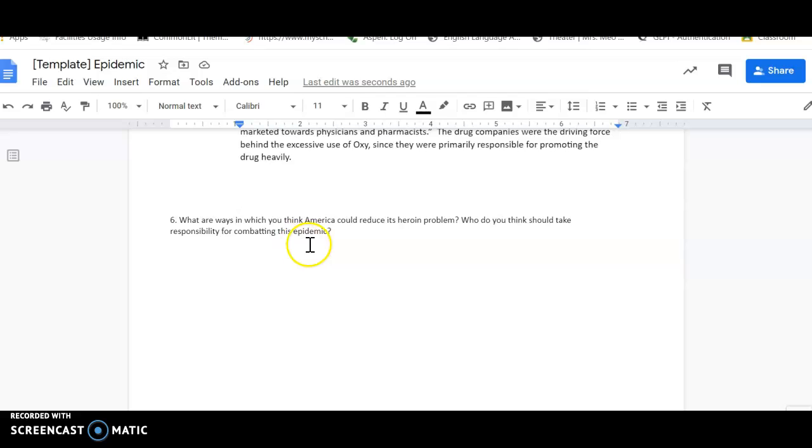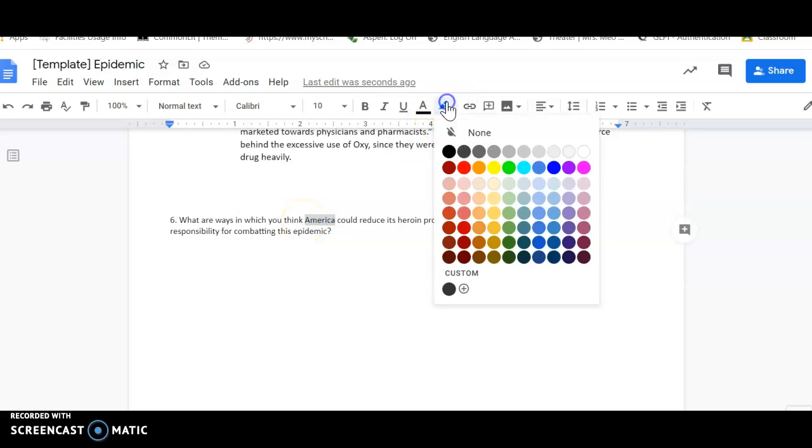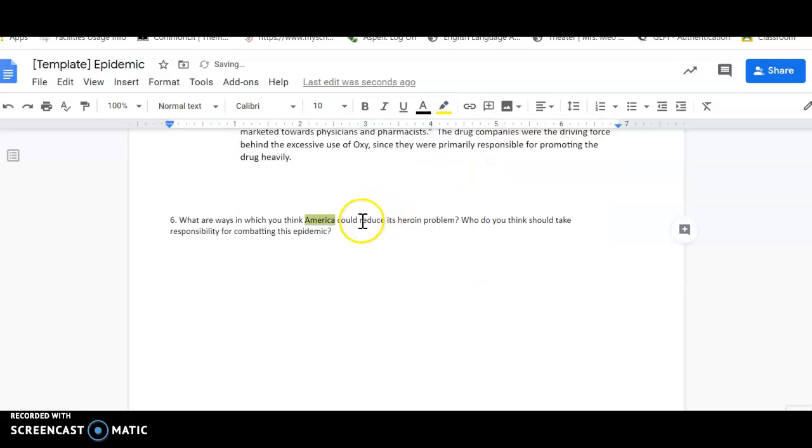What are ways in which you think America could reduce its heroin problem? Who do you think should take responsibility for combating this epidemic? So I'm going to go ahead and highlight key terms. What are ways in which you think America could reduce its heroin problem? It seems like this is kind of asking a personal opinion question. Who do you think should take responsibility for combating this epidemic?